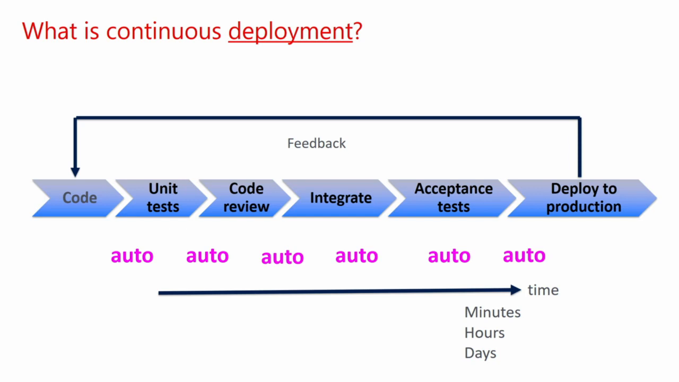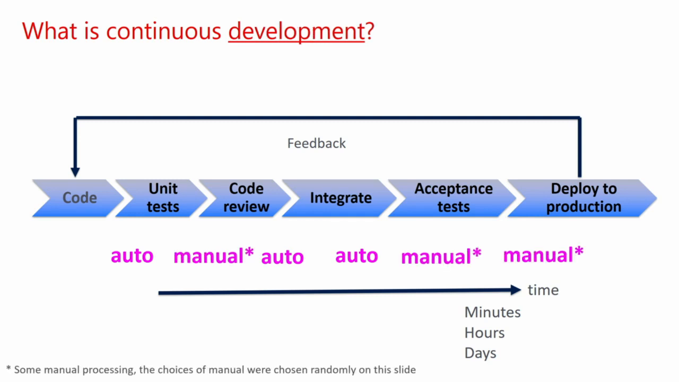And in some companies it happens in a matter of minutes. Some companies deploy hundreds or even thousands of times a day, and some less often. The point is to get feedback back to the developers as quickly as possible. But from a definition standpoint, continuous deployment says no human intervention.